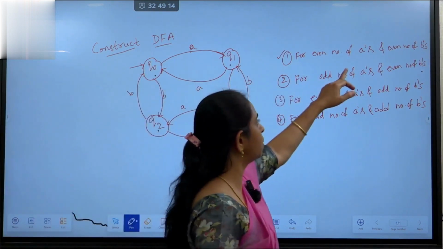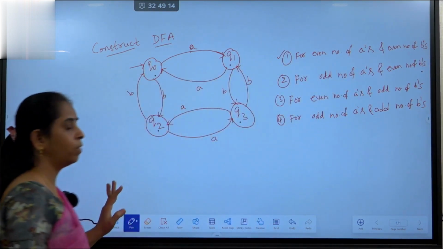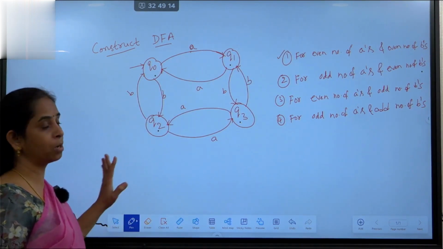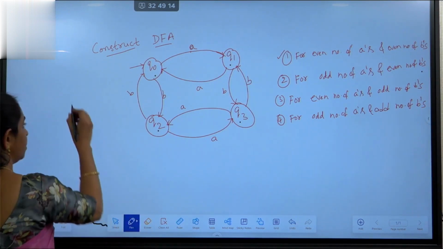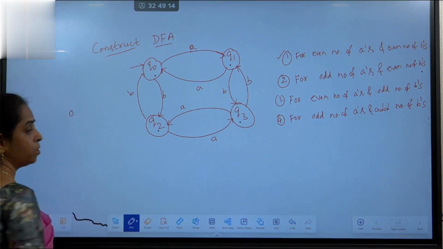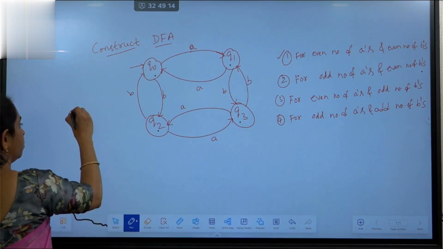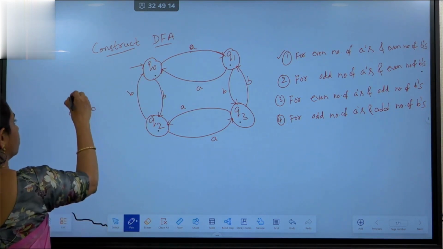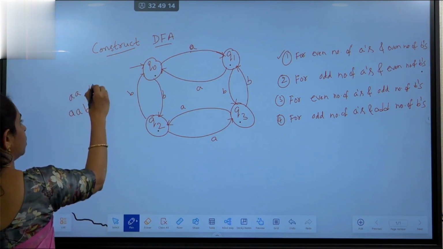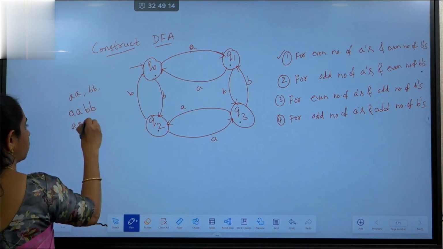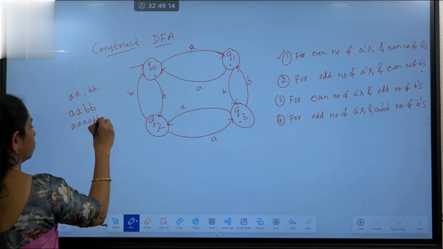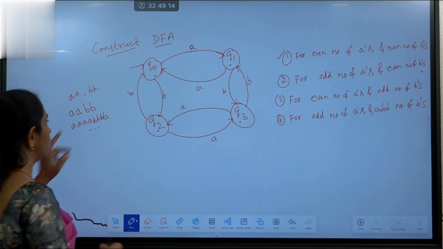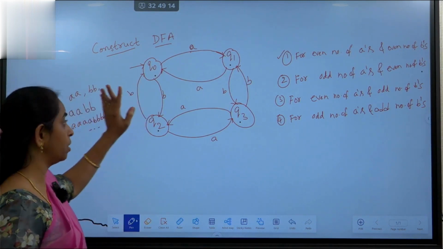First one, for even number of A's and even number of B's. Whatever DFA we construct has to accept all the strings with even number of A's and even number of B's. That means maybe 0 A's and 0 B's, maybe 2 A's, 2 B's, maybe only 2 A's, maybe only 2 B's, like 4 A's, maybe 4 B's. So based on the strings, we have to construct the DFA.